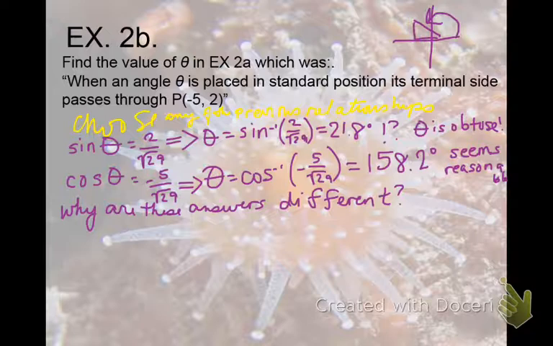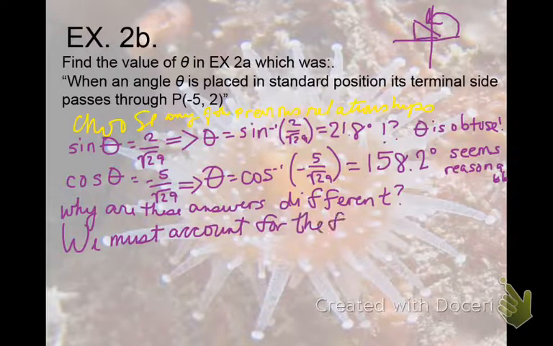So the question is, why are these answers different? And to answer that question, we need to know about reference angles. And we need to remember the quadrants where x and y are positive and negative, like I brought up before. Well, we must account for the fact that there are two places where sine can be positive.